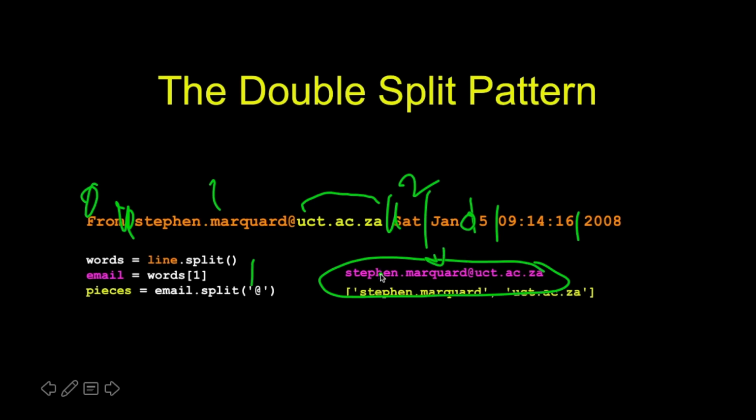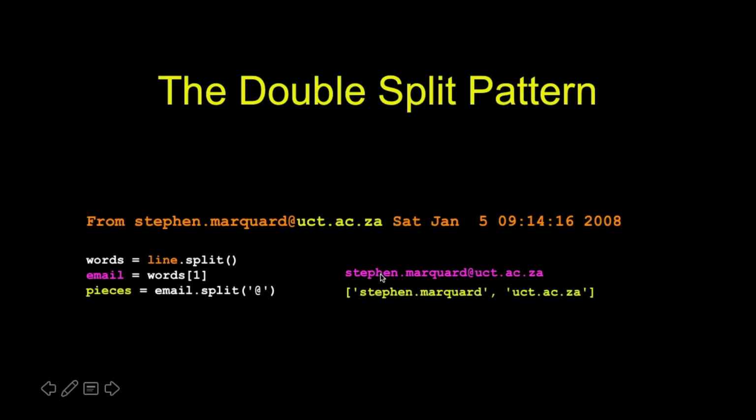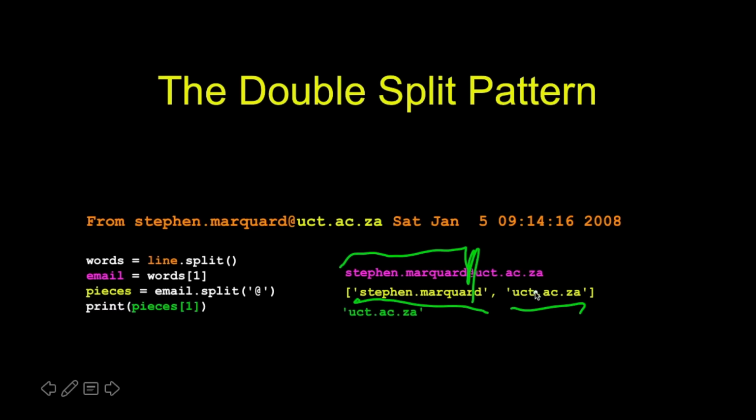Then what we're going to do is re-split that. We're going to take this string we've got and split it based on @ sign because we know it's an email address. So we get a new set of pieces. The first part is the person's name, and the second part is the host name that their email is hosted on. And then we just happen to know that this is the 0 item and this is the 1 item, so we can get at that.